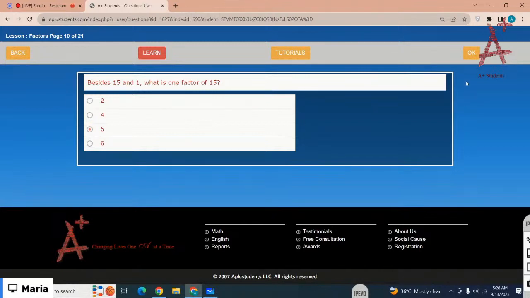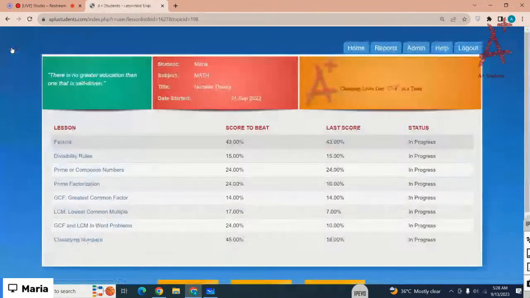Okay, you can complete the lesson by yourself later today. Let me move on to the next lesson. We have already done the explanation of the next lesson, that is divisibility rules. So let's start with the divisibility rules.